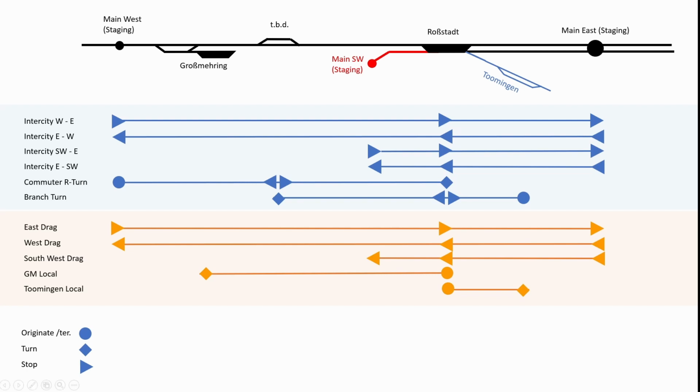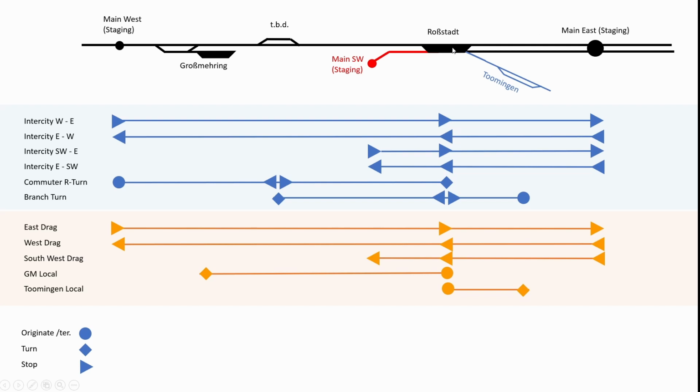So I quickly calculated that by determining how many cars are going to be needed for each of these trains. So the East Drag and the West Drag, and also the Southwest Drag, these are not terminated in RossStadt, meaning they will pass by, pick up a few cars, drop off a few cars, and then head out again.